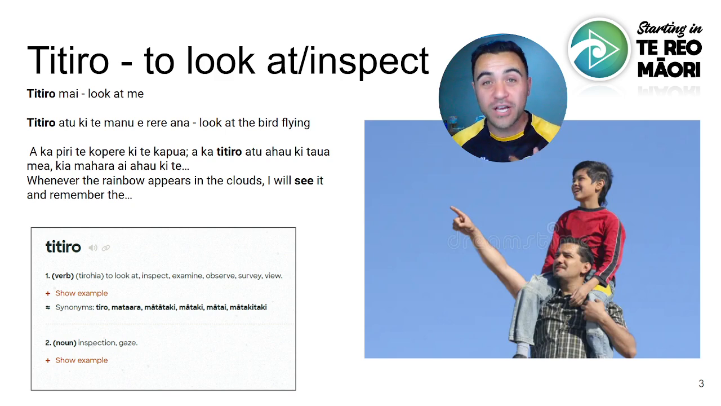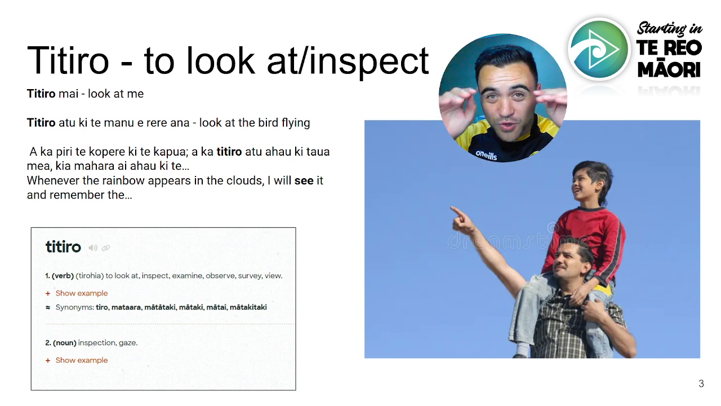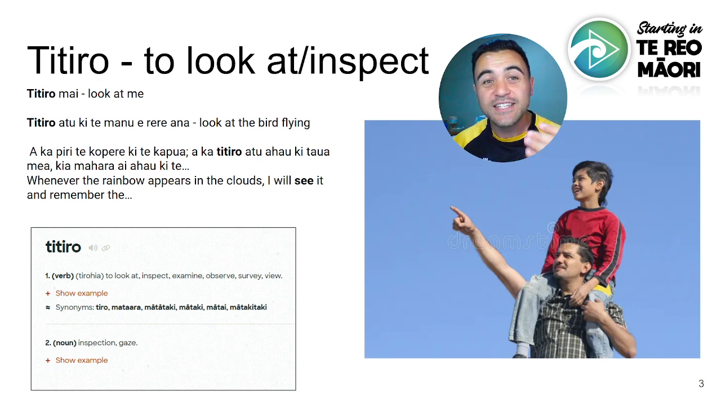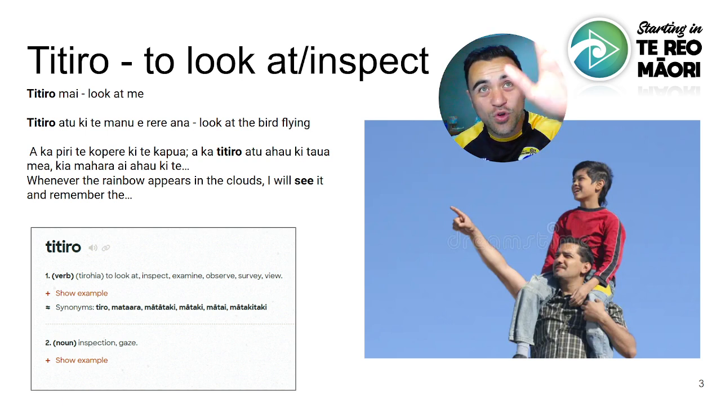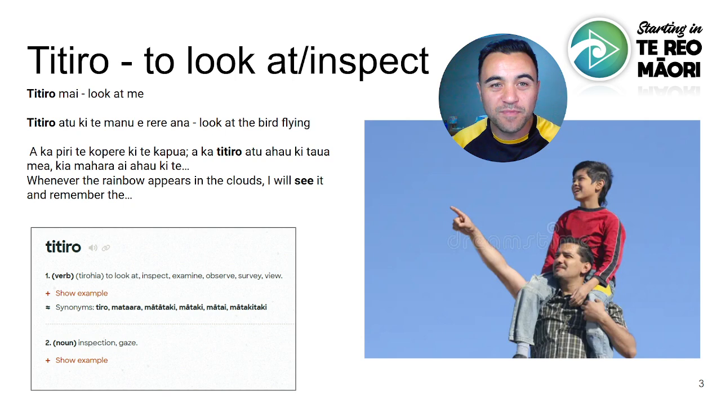Titiro mai. So if you want someone to look at you, if you want their attention in terms of their sight, if you want them to look at something, titiro mai. Titiro atu ki te manu e rere ana. Look at the bird flying. Titiro atu. So you're instructing them to look away. Look away at that thing over there.